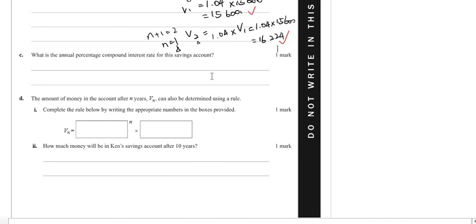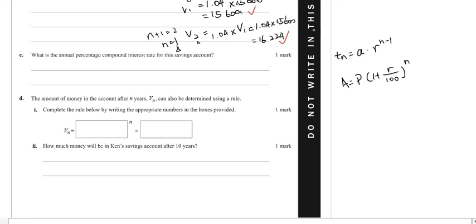Now part C, what is the annual percentage compound interest rate for the saving account? Now we know that our geometric equation is Tn equals a times r to the power of n minus 1. And then our compound interest equation is A equals P times 1 plus r over 100 to the power of n.